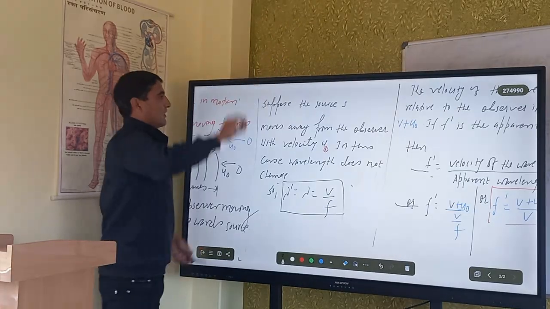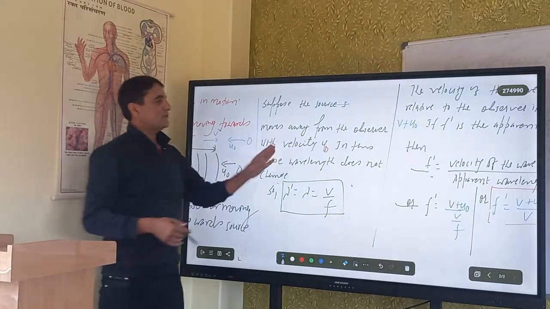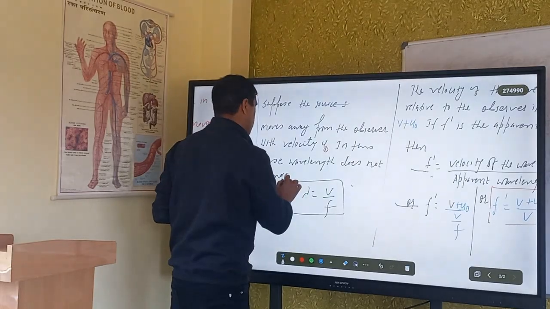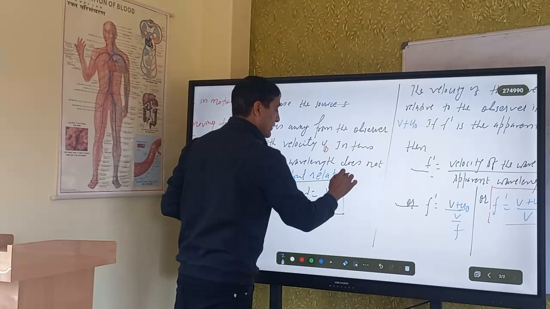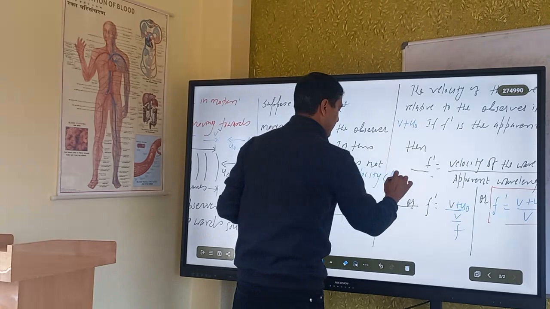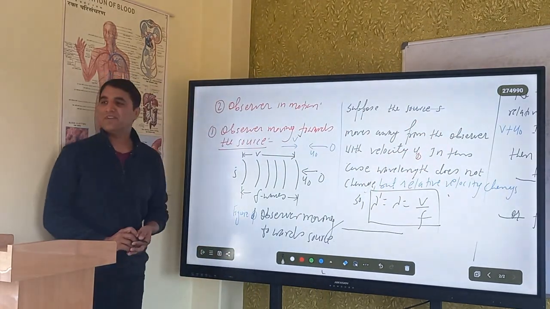Now suppose the observer is moving towards the source with velocity u. In this case, listen, wavelength does not change, but relative velocity changes. Velocity changes. This is explained right now.